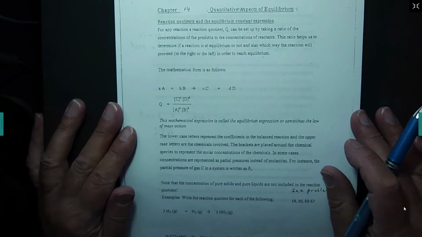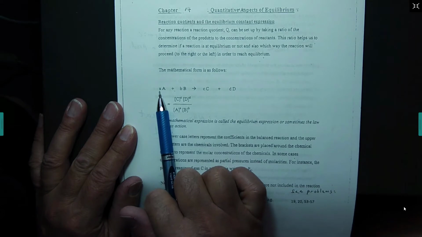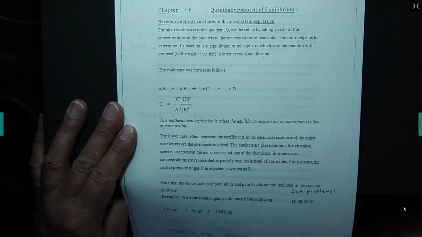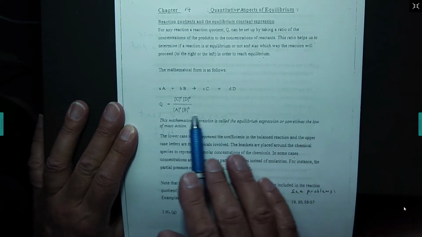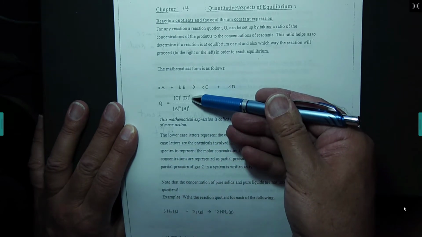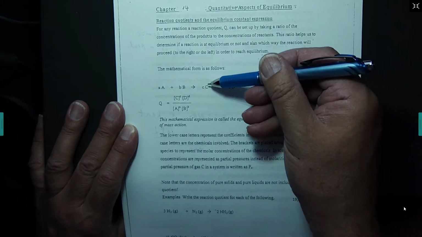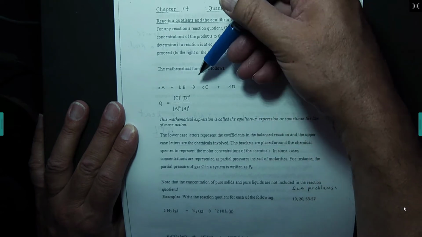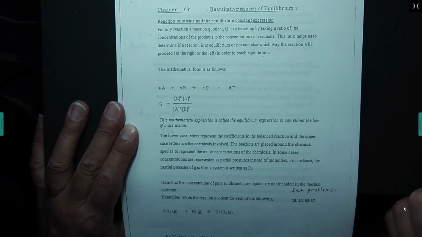Anyway, for any reaction where these small letters represent the coefficients in the balanced reaction, you can set up what's called a reaction quotient, Q. Q takes this form. It's always the products on top, the reactants on the bottom. You raise the concentration of each product to the power that relates to the coefficient in the balanced equation.